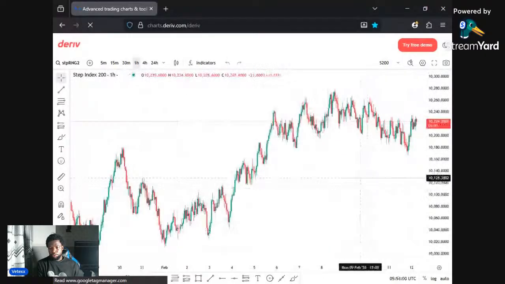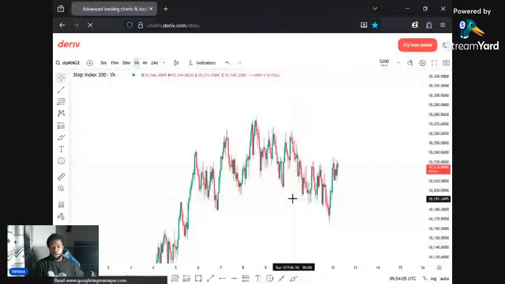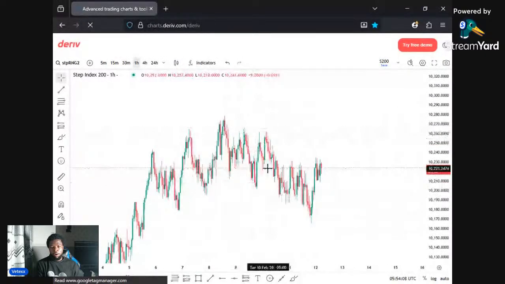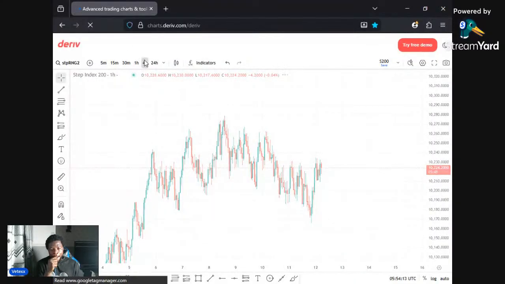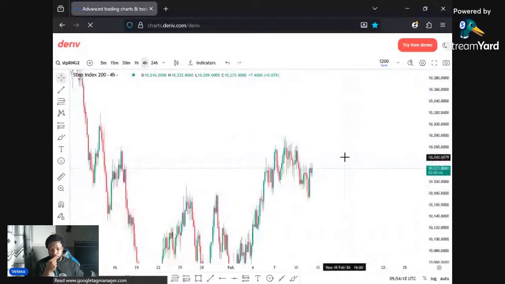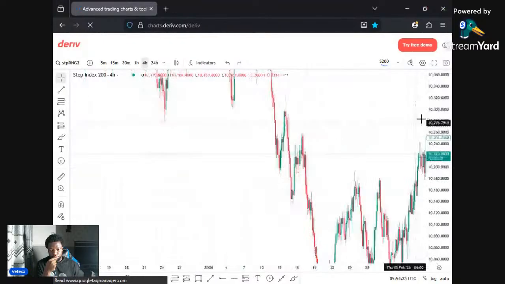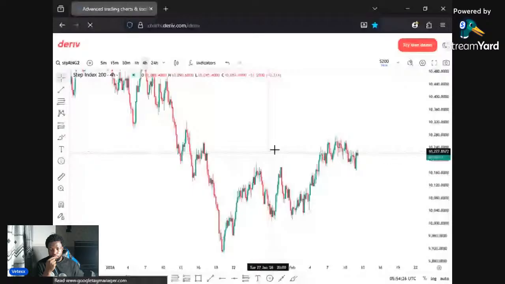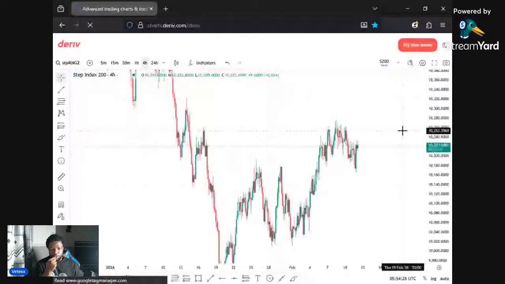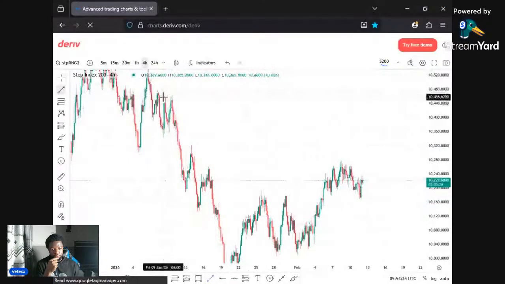What do we have on Step 200? Do we have anything on this pair? What I'm anticipating on Step 200 is this: for price to come to this zone.